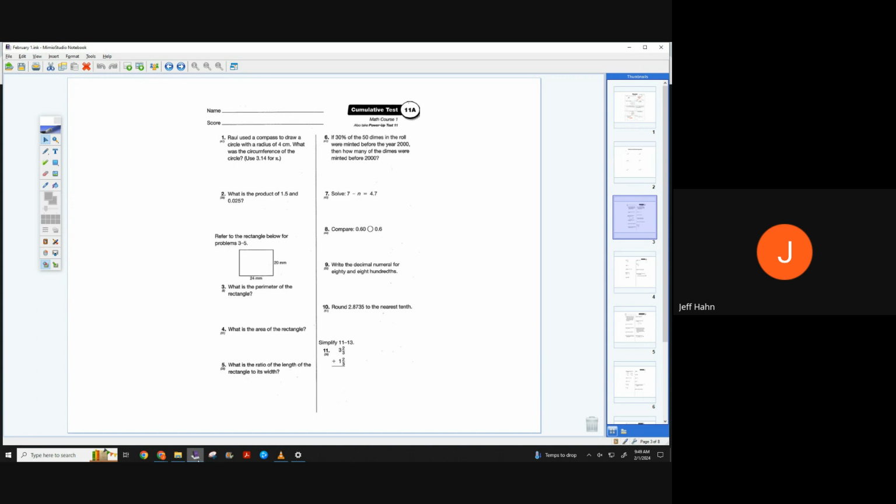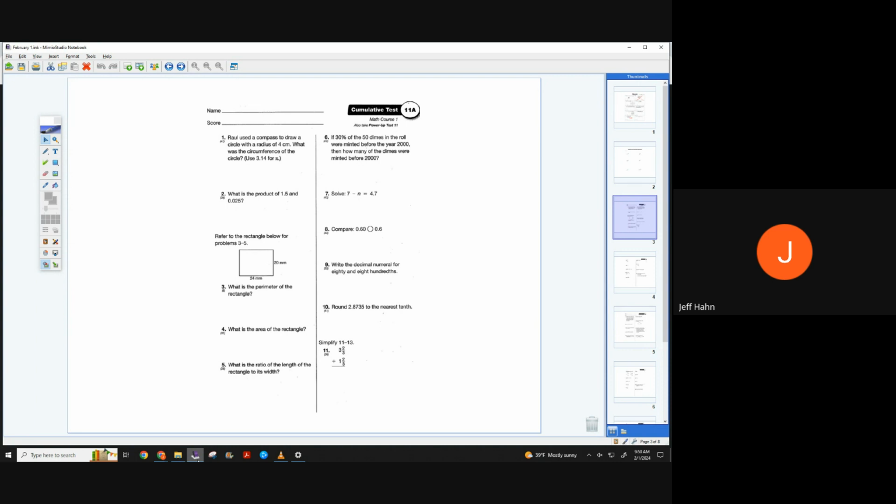Number three is 88. 4 is 480 square millimeters. 5 is 6/5. 6 is 15. 7 is 2.3. 8 is equal to. 9 should be 80.08.